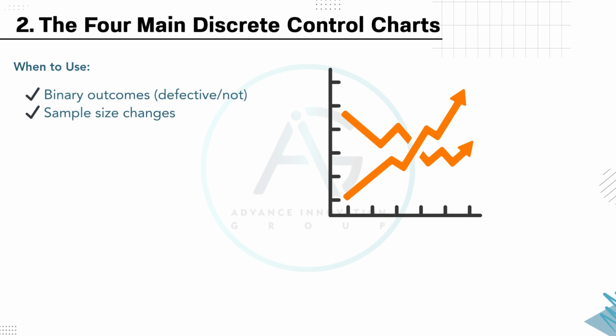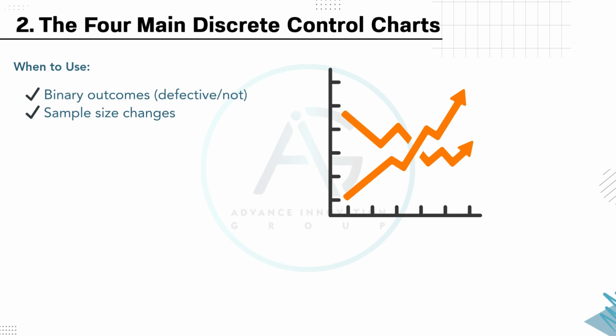This slide acts as a quick summary for when to use the P chart, especially if learners need a visual reminder. You should use a P chart when you're dealing with binary outcomes such as defective, not defective, pass, fail, or approved, rejected. The sample size changes from one inspection period to another. Unlike the NP chart that requires a fixed sample size, the P chart is flexible and adjusts control limits based on the actual sample size each time.